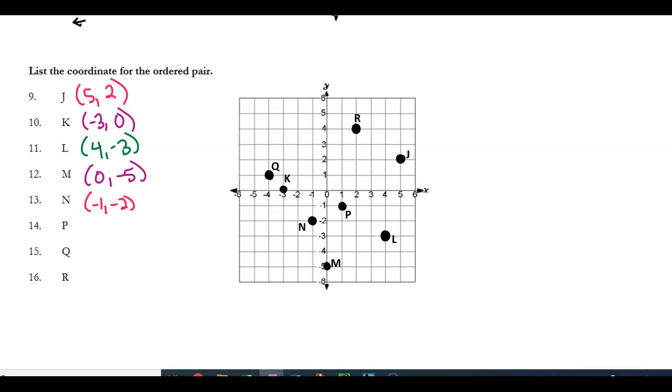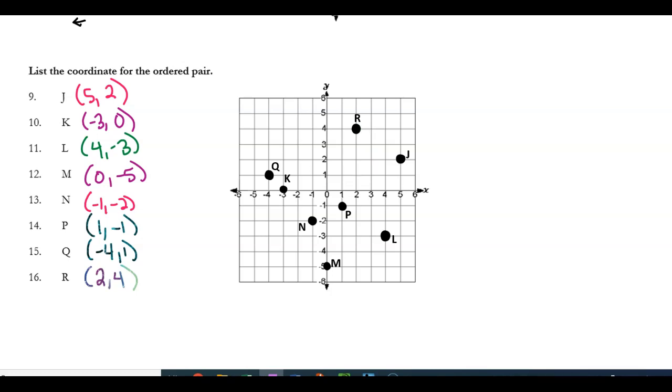Let's do our star one. P, where's P? P went to the right 1 and down 1. So to the right 1, down 1. And then Q, let's go back with our star. Q went to the left 4 and up 1. So left 4 and up 1. And then our last one, R, where's R? R's over here. Went to the right 2 and up 4. So 2, 4.